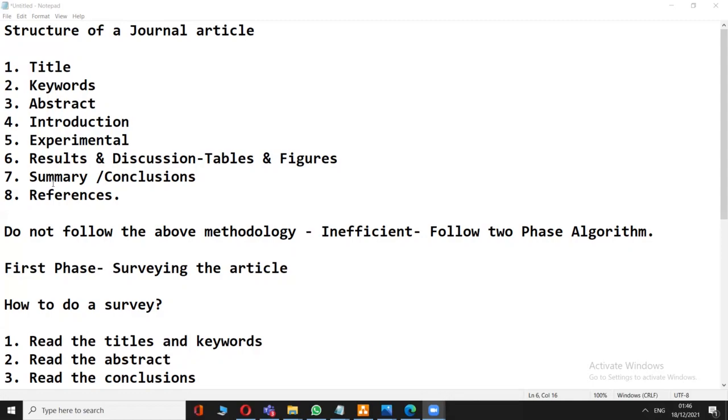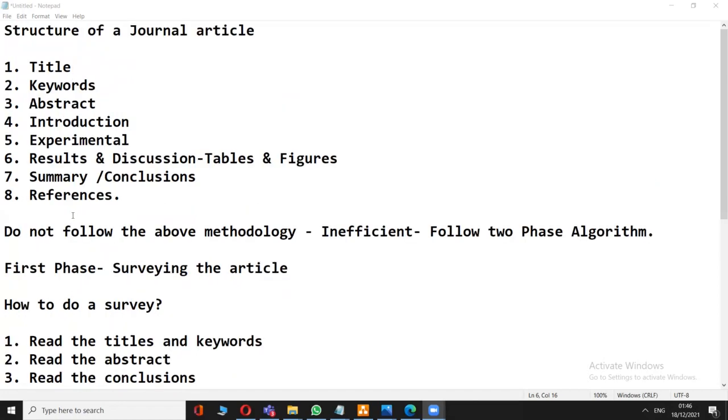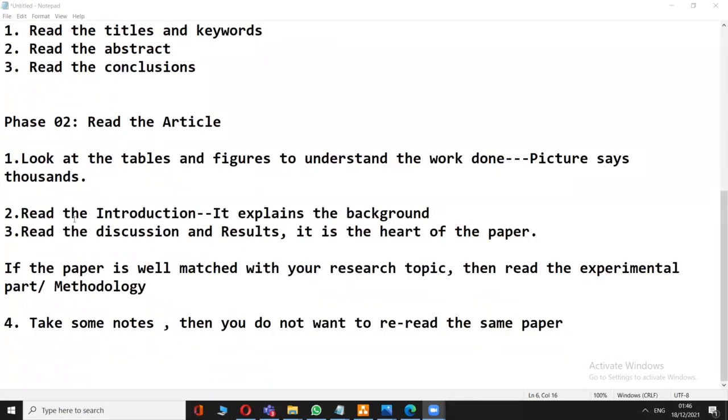What is that methodology? You can use the two-phase algorithm. What is this two-phase algorithm? First of all, you get the overview of the research paper by doing a survey. How do we do a good survey? First of all, you want to verify what the search engines are for your research articles.